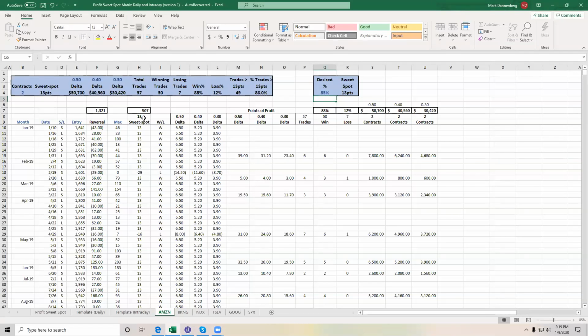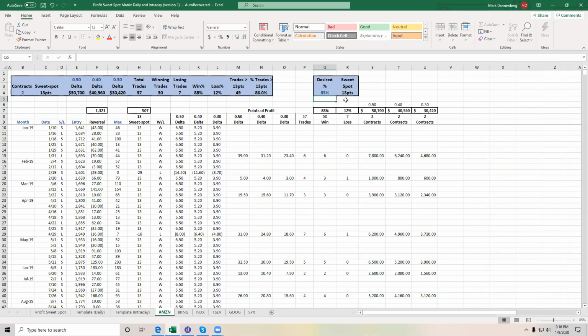Now, the sweet spot is defined as the anticipated movement of the underlying stock. So I'm looking for Amazon to move 13 points. And the way that's defined is I've got my sweet spot set over here at a desired 85% win rate. That's looking at all of the data, all of the trades, all of the daily crosses from 2019. Every single daily cross and trade, winning and losing, from 2019. And if I plug 85% in there, it tells me that the sweet spot, the ideal exit, would be when the stock moves 13 points.